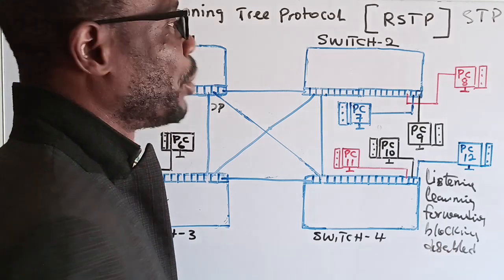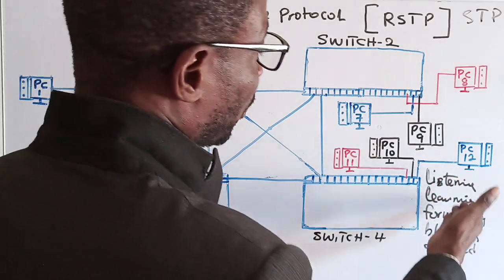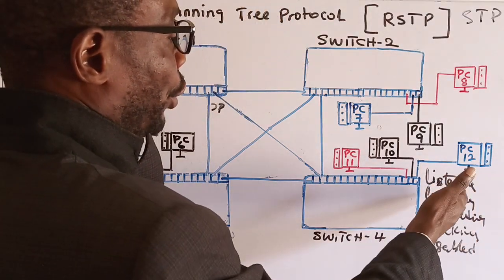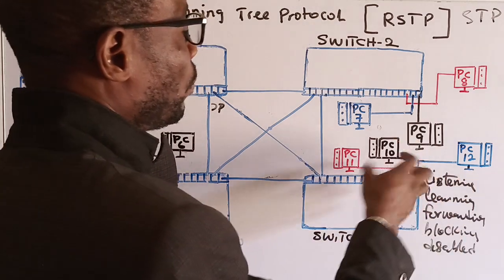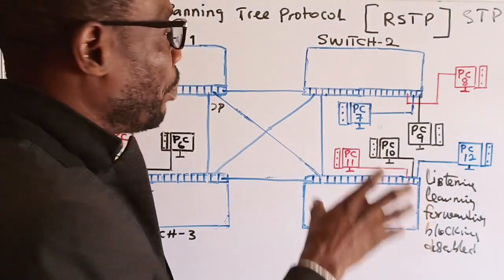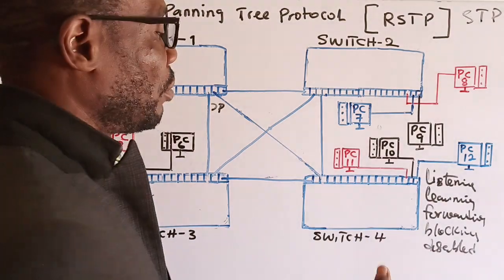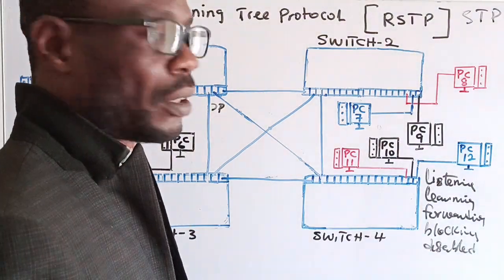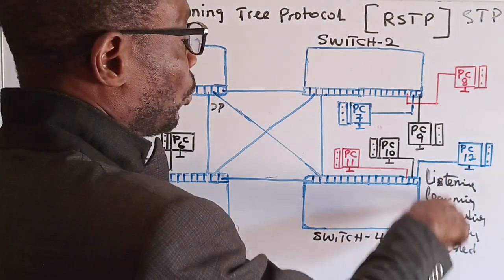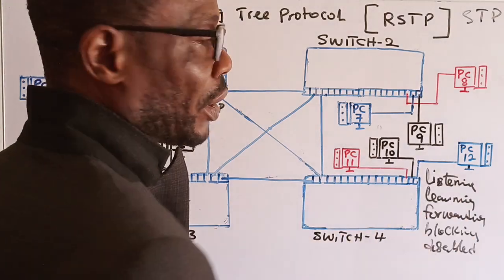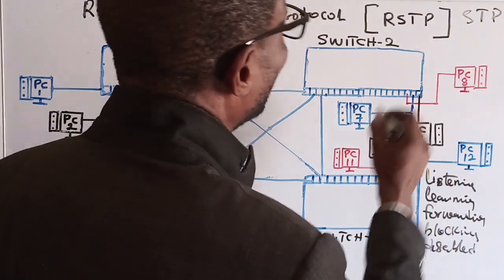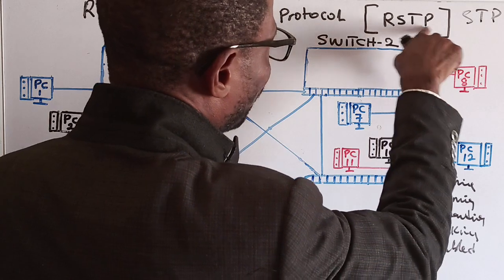But why rapid spanning tree? Because all these processes need to be passed through before the topology changes, which takes about 50 seconds for switches to go through listening, learning, and forwarding modes.